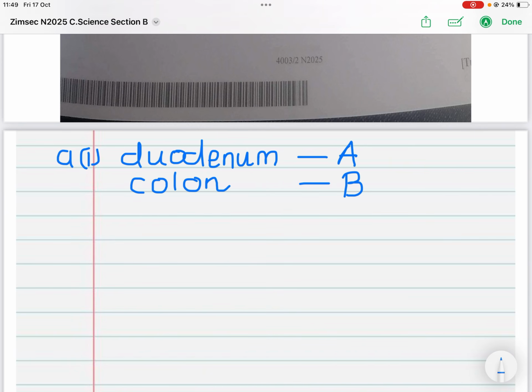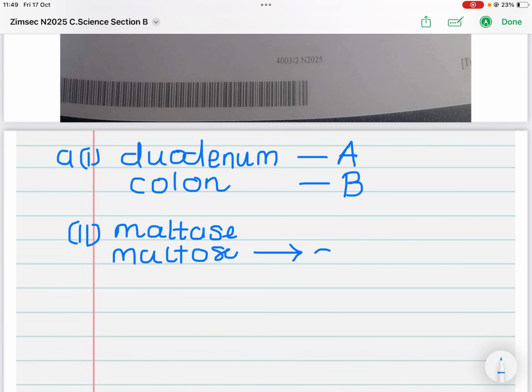And then, describe, stating the enzyme involved, one digestive process which occurs in the ileum. So in the ileum, this is now part 2, the final stages of digestion and absorption take place. So we have the enzyme known as maltase, right? This is the enzyme involved in the conversion of maltose to glucose. So this is how we answer the next part of the question.